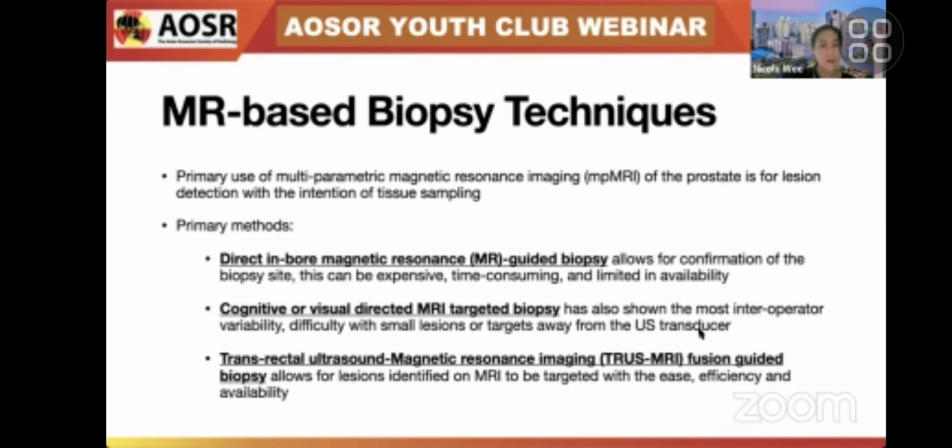So the third method is actually the transrectal ultrasound combined with the MRI technique. This third method is the one that allows for lesions to be targeted with ease and efficiency while remaining readily available. So between the cognitive and the fusion methods, they actually have some common features amongst them.